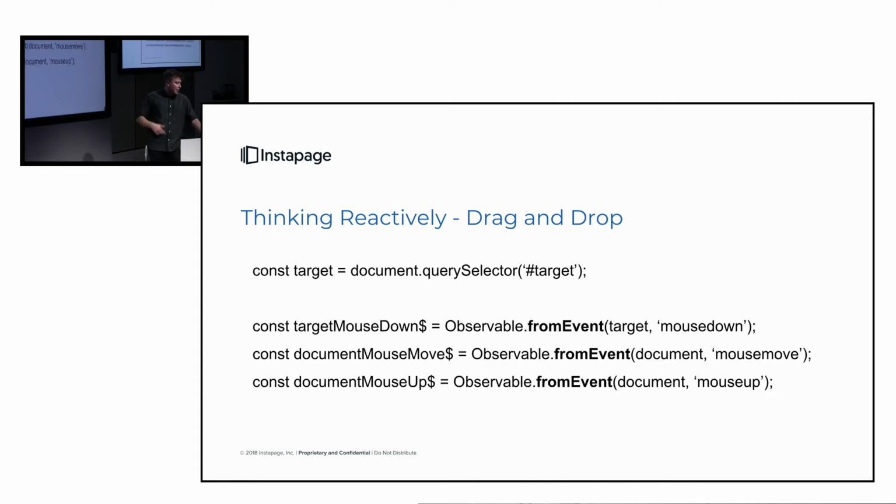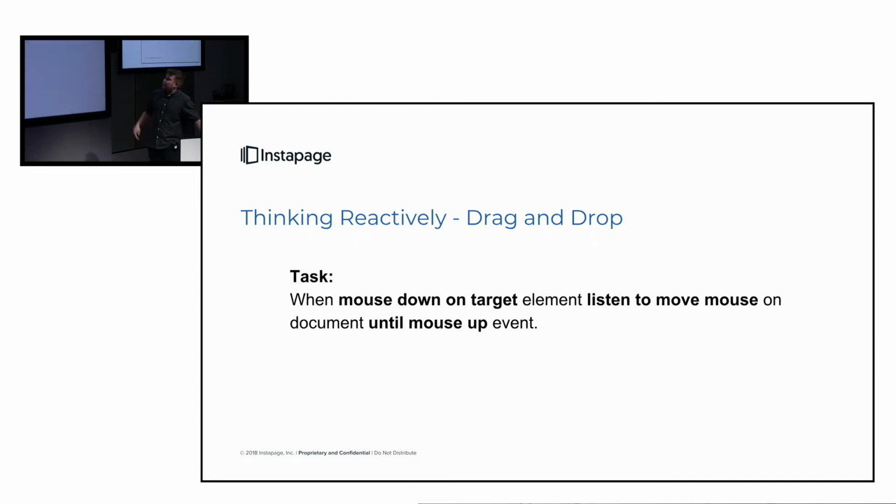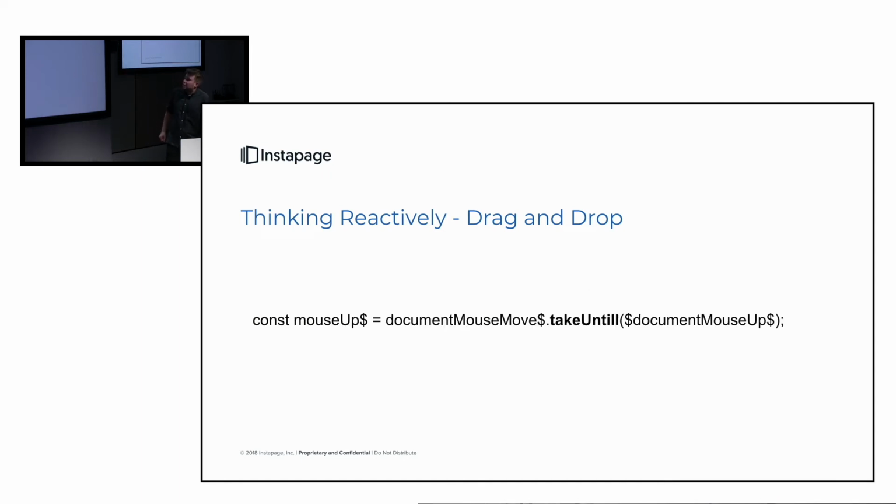At the beginning, we create from events the observables for every event we have in the task. So mouse down, mouse move, and mouse up. And then getting back to the sentence, we'll listen to the mouse move until mouse up. So it's really a one-liner: document mouse move stream, take until document mouse up. So okay, we have one part already done.